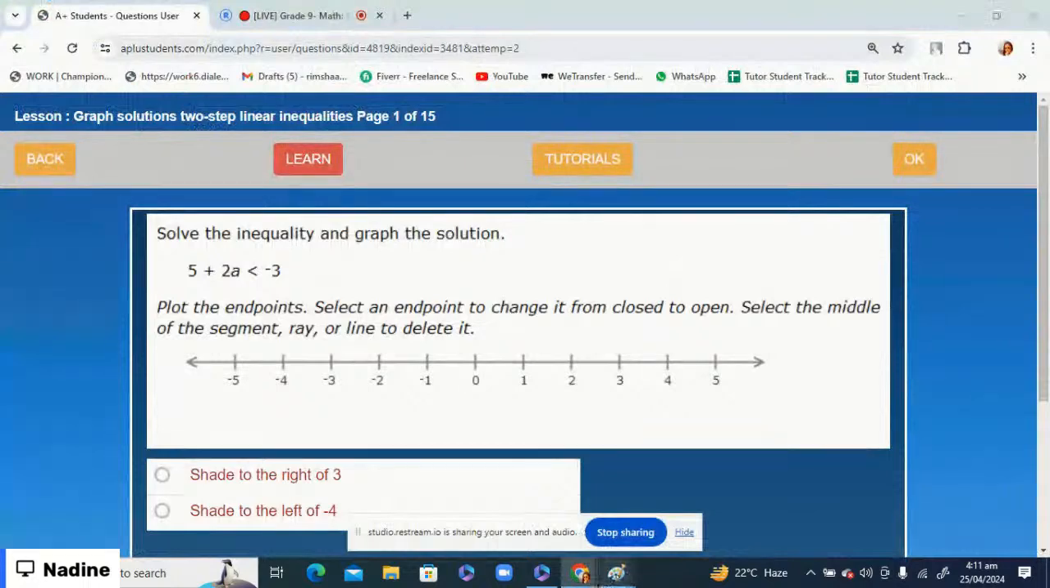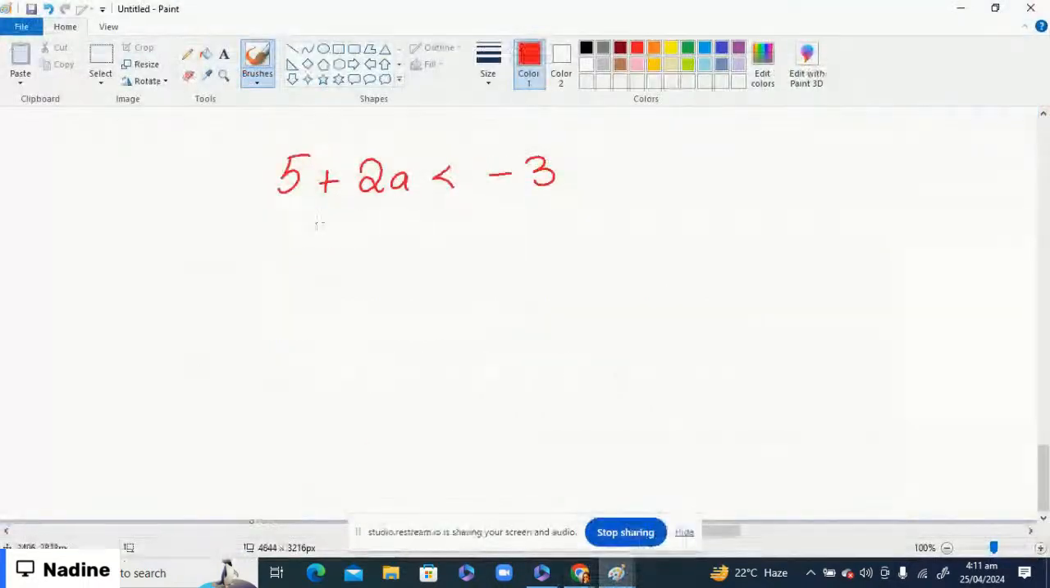5 plus 2a is less than minus 3. Subtracting 5 from both sides, it becomes 2a is less than minus 8. Dividing both sides by 2, a is less than minus 4.